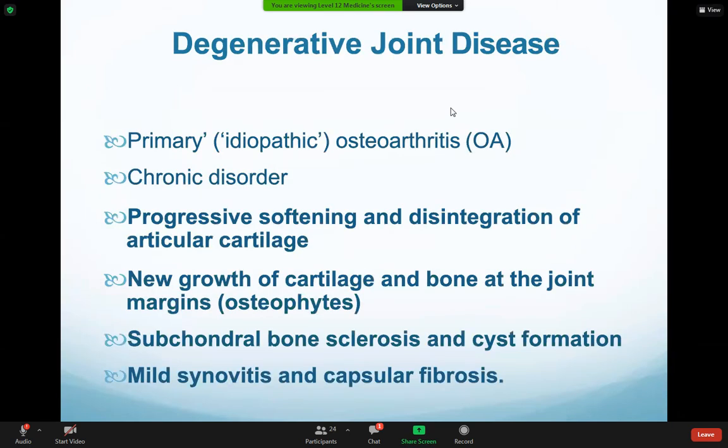Now we'll talk about the degenerative joint diseases. There are different types, but there's primary or idiopathic osteoarthritis, which is a chronic disorder. It's progressive softening and disintegration of the articular cartilage. New growth of cartilage and bone at the joint margins forms, and we call these osteophytes. The subchondral bone becomes sclerotic and forms cysts. So there's subchondral bone sclerosis and cyst formation. There's usually a mild synovitis and capsular fibrosis that accompanies the arthritis.